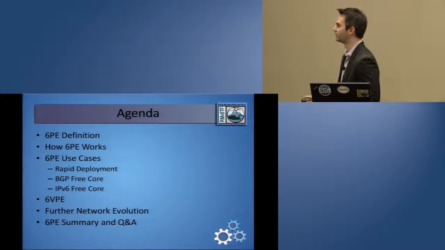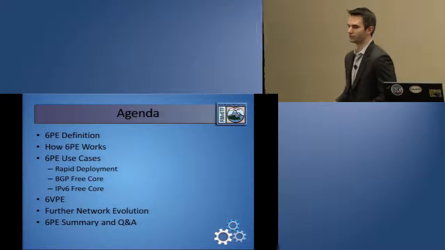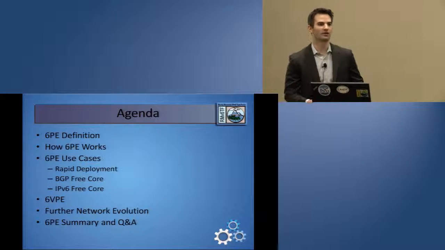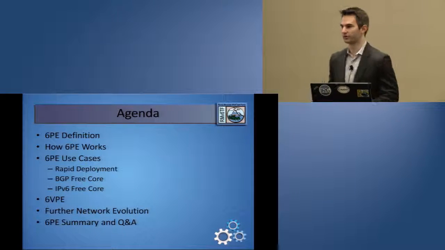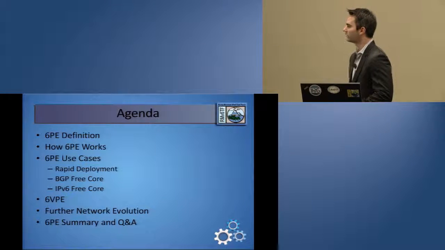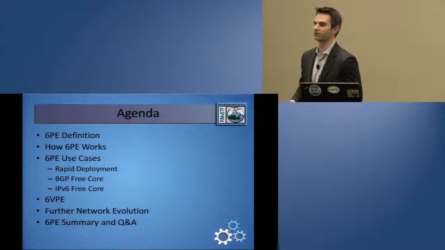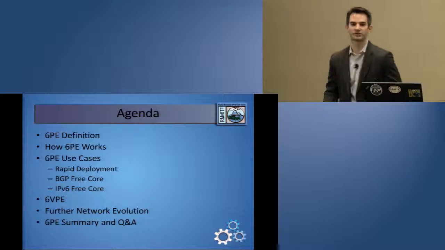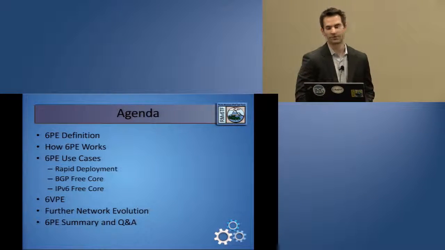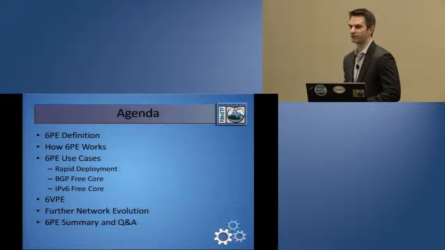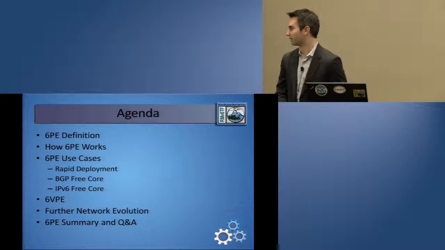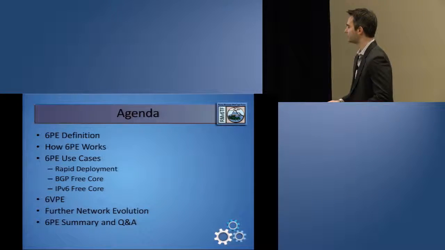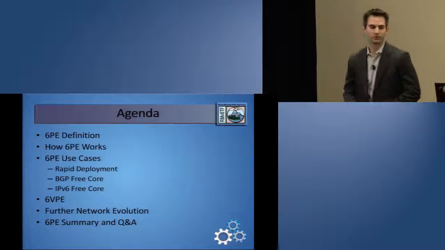So first we'll just start off with a brief definition. Then we'll jump into more of the technical pieces of how 6PE works. And I want to start with building off on BGP and MPLS, which are really the core components of how 6PE works. Then we can jump back up to a little more high level and talk about a handful of use cases. Then we'll move along and touch on 6VPE, which is related to 6PE, obviously. And this is more of a customer environment where you need to have separated routing tables. We'll get into further network evolution, and then we'll jump into a summary and then do questions and answers.